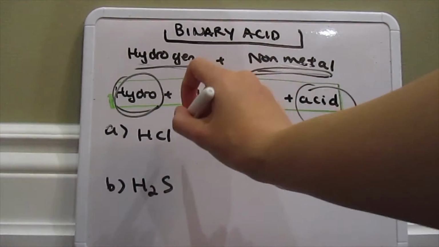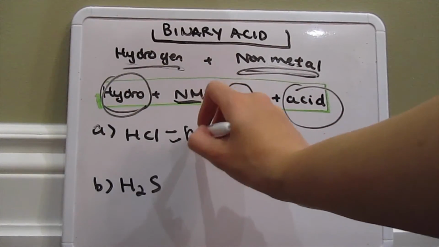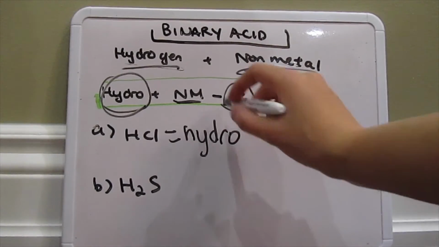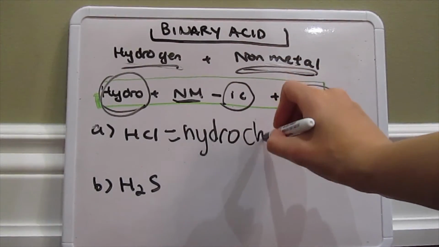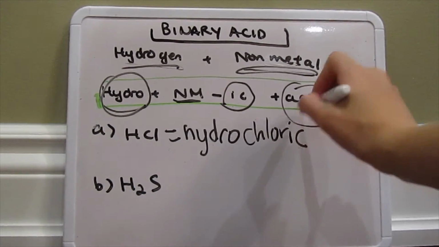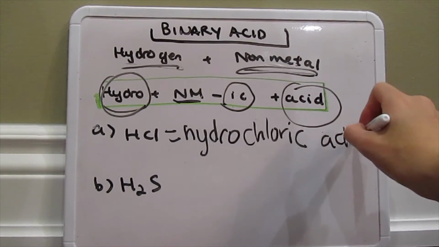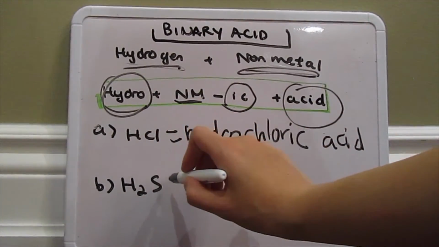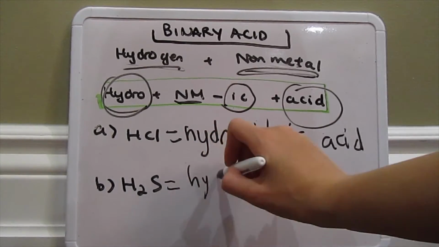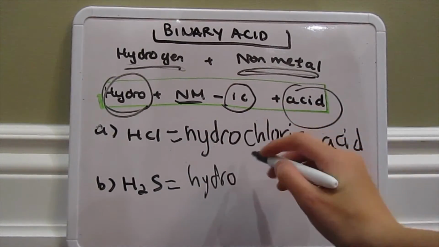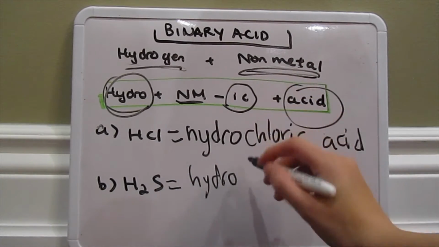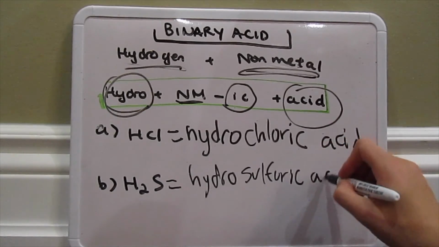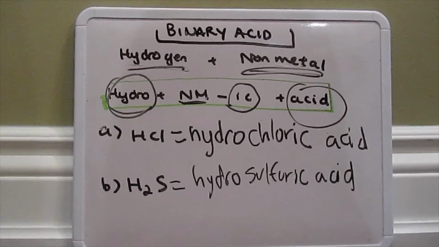So here for our first example, HCl, we're going to take the prefix hydro and the name of the nonmetal, chlorine, with the suffix "ic," so chloric, and then simply add acid. So we have hydrochloric acid. We'll do that again for a second example, which is H2S. We'll add hydro, and then the name of the nonmetal, which is sulfur, with the suffix "ic," so sulfuric, and then acid. So we have hydrosulfuric acid.